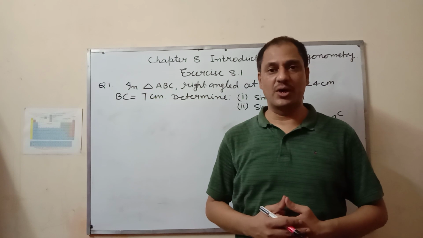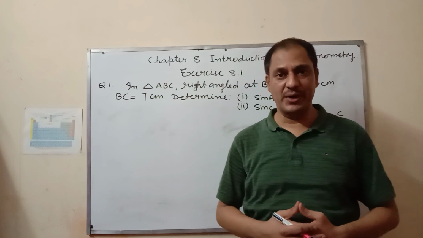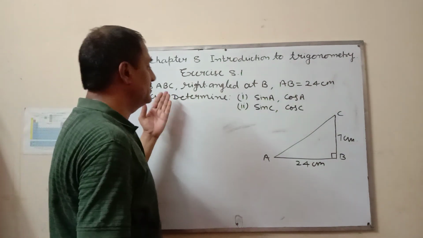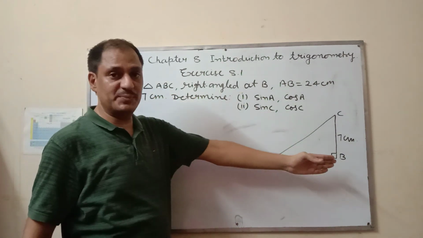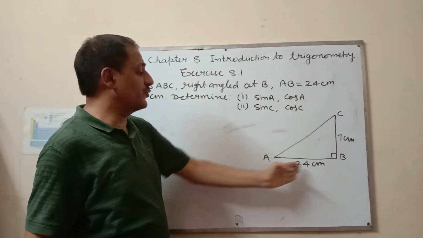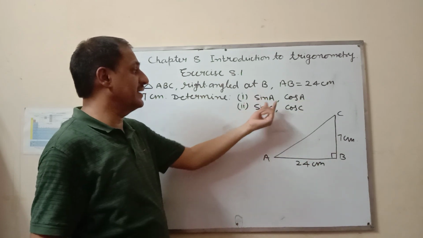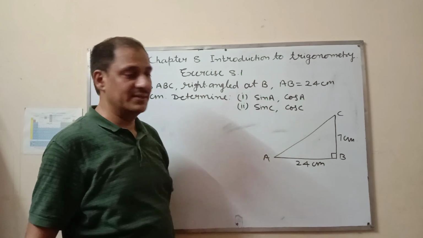Today I am going to solve question number 1 of exercise 8.1. The question says that in triangle ABC, this triangle is right angled at point B. AB equal to 24 cm and BC equal to 7 cm. Determine the value of sin A, cos A, sin C and cos C.